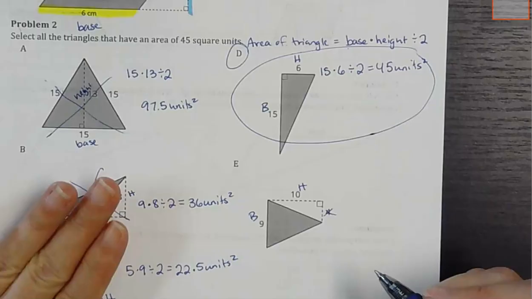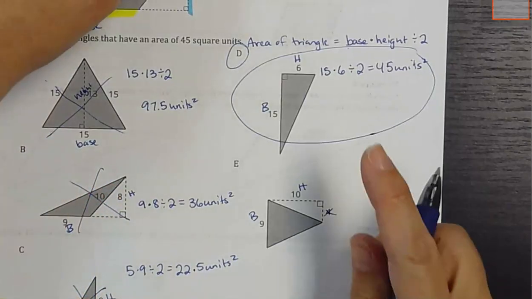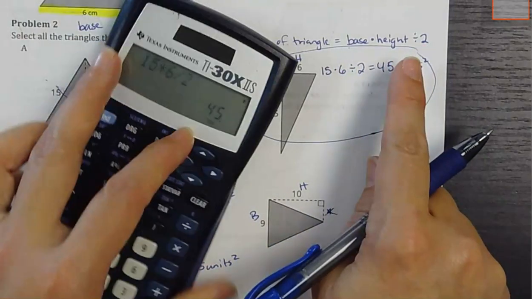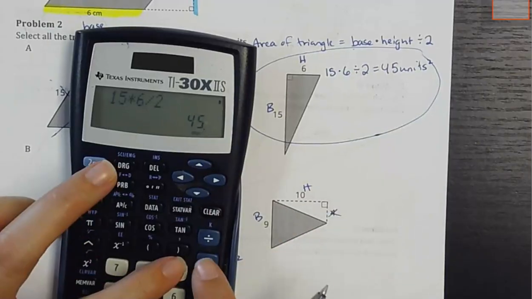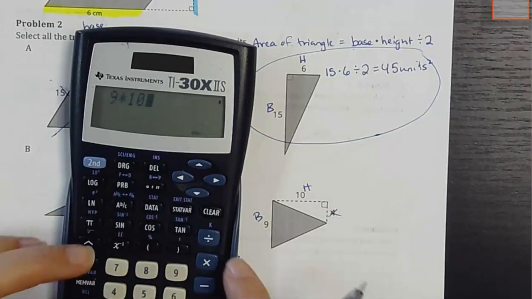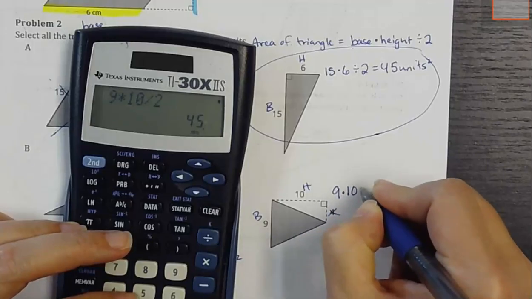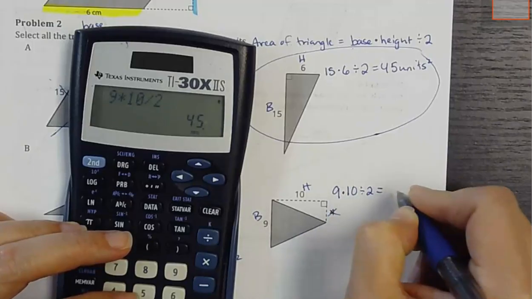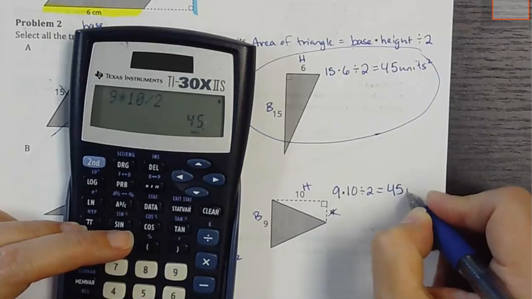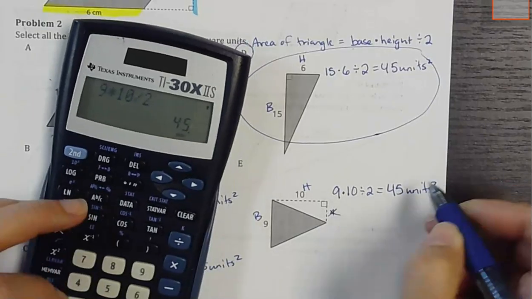Okay, they're going to give you extra numbers that you don't need. You want to focus on just your base and your height, and do base times height divided by 2. So 9 times 10 divided by 2. Oh, write out your math, Mrs. Maasen. Equals 45, and we have another one with 45 units squared.